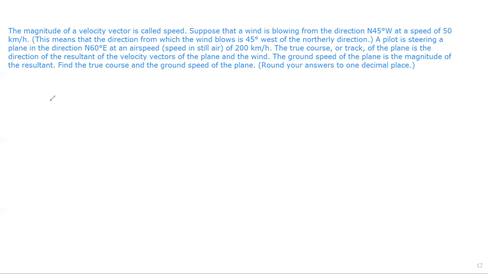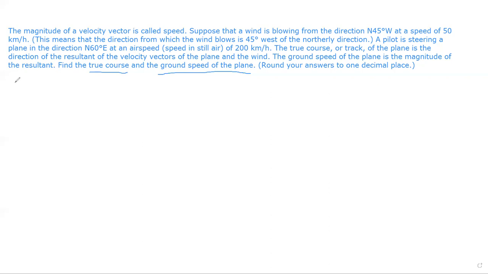The true course or track of the plane is the direction of the resultant of the velocity vectors of the plane and the wind. The ground speed of the plane is the magnitude of the resultant. Find the true course and the ground speed of the plane. Let's highlight this and round your answers to one decimal place. So this was from an assignment. It's perfectly usable. Let's go.